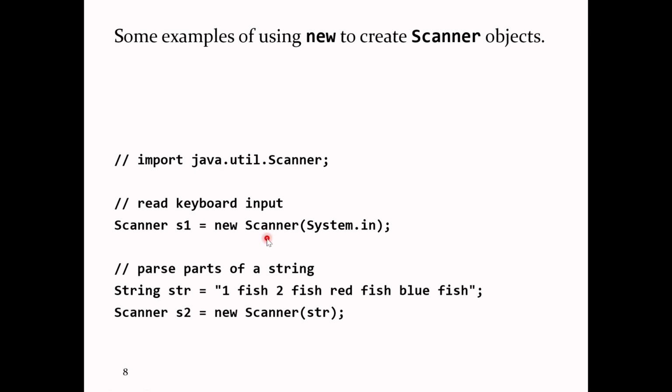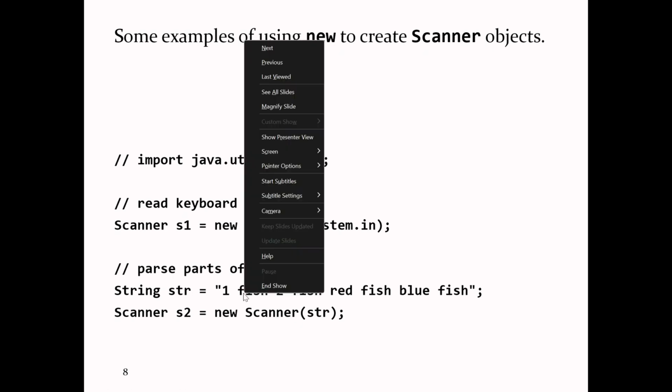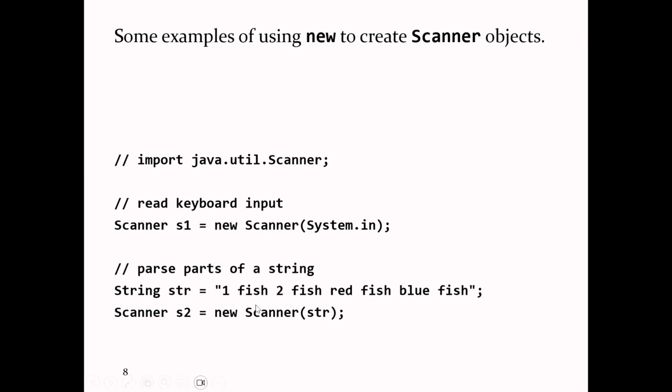So you make a scanner object. System.in is standard input for C programmers, so that's hooked up to the keyboard. So you make a scanner that can read the keyboard. You can also make a scanner that can read a string like that. And then you can use the scanner methods to extract the parts of the string. For example, you can ask it for the next int that's in the string. It starts at the front and gives you back the 1. Then you can ask for the next string, and that gives you back the fish, and so on and so forth.